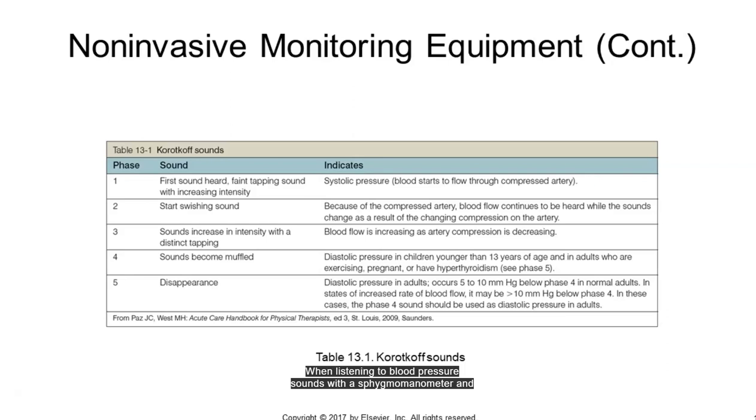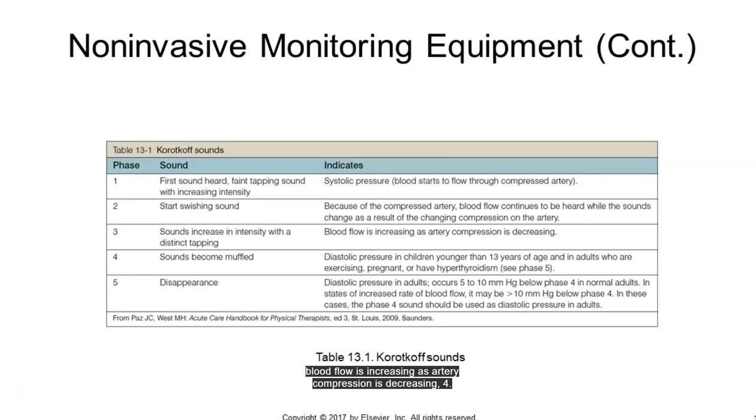When listening to blood pressure sounds with a sphygmomanometer and stethoscope, the sounds, called Korotkoff sounds, are as follows. 1. The first sound, or faint tapping sound with increasing intensity, indicates the systolic pressure where blood starts to flow through the compressed artery. 2. The start of a swishing sound due to the blood flowing through the changing compression on the artery. 3. Sounds increasing in intensity with a distinct tapping indicating blood flow is increasing as artery compression is decreasing.